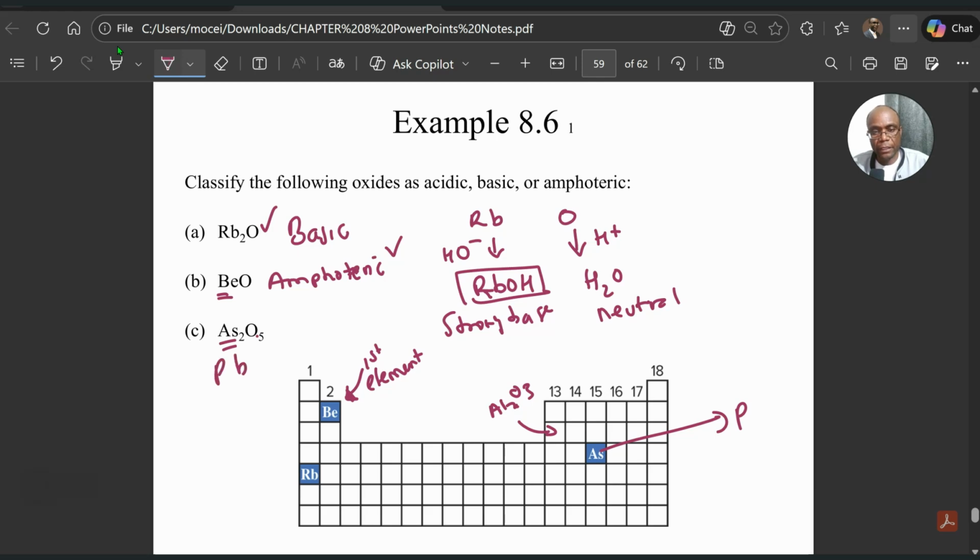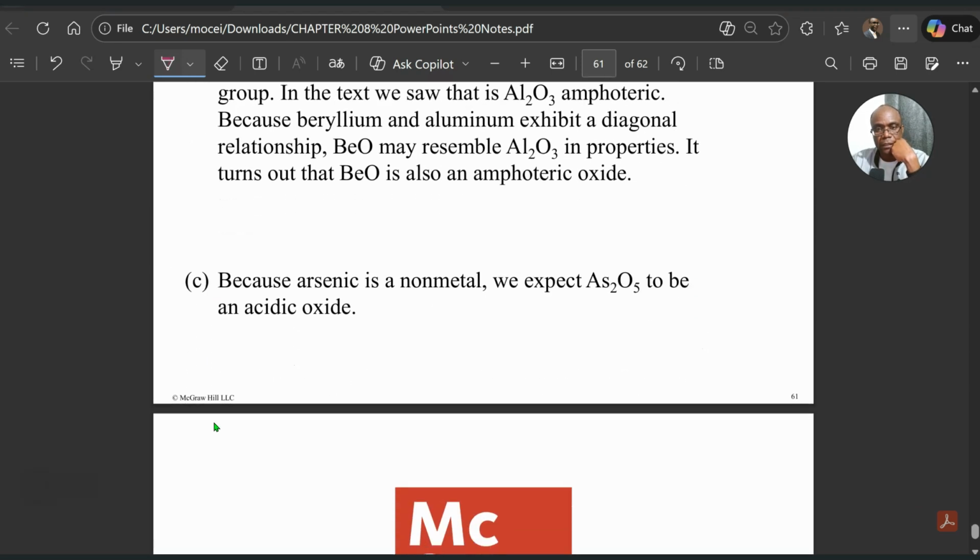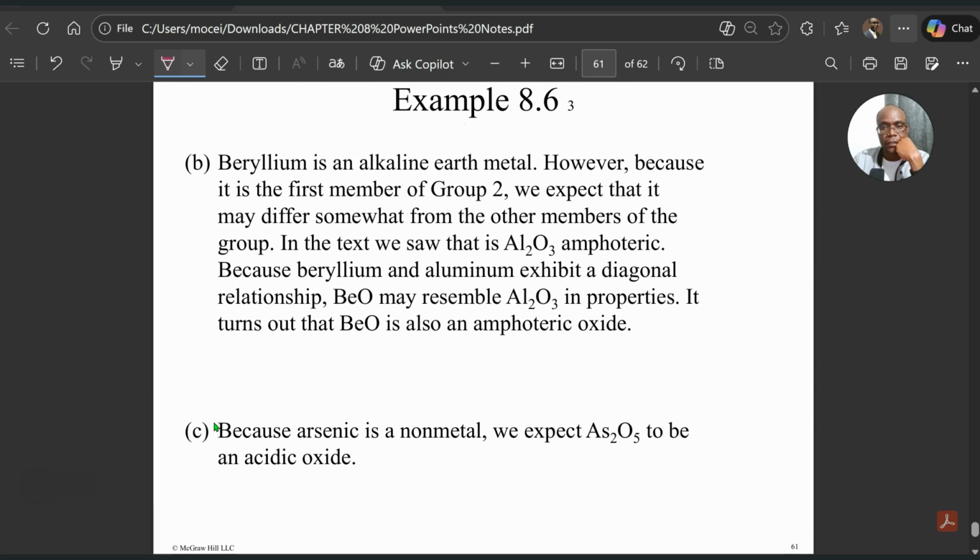As is a p block element, and if it's a p block element, most likely it's a nonmetal. Nonmetal oxides tend to be acidic. Okay, so you can read the text and explanation, and that's it.